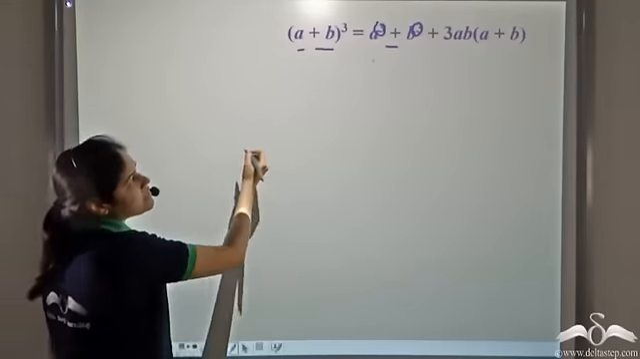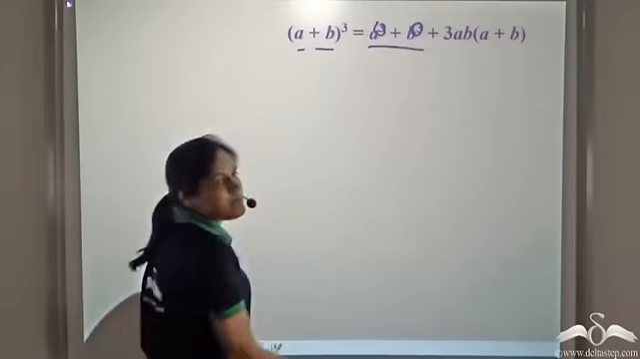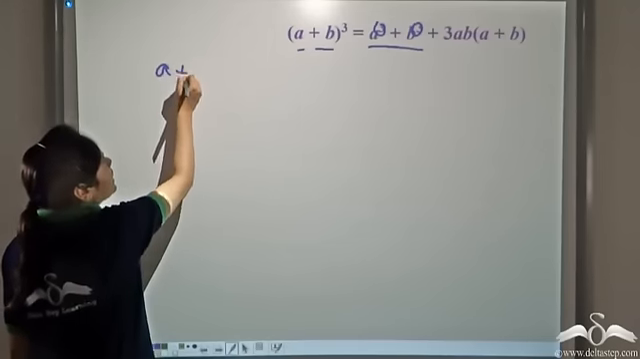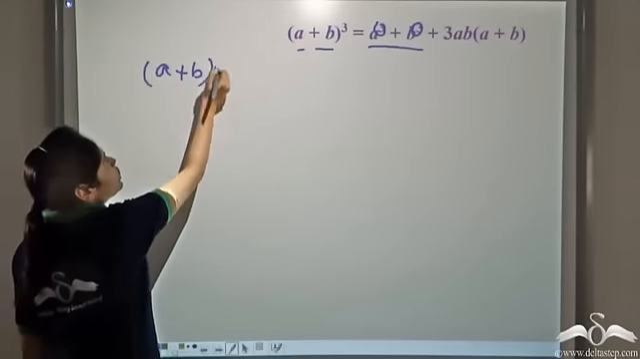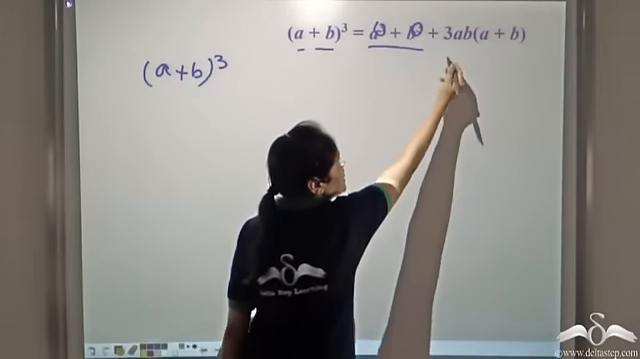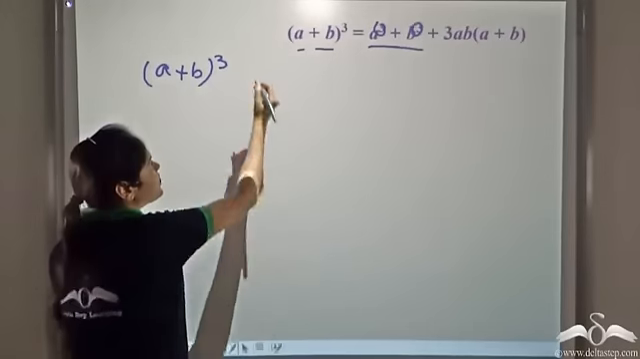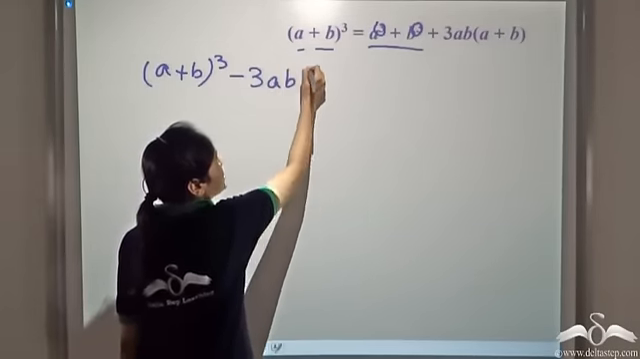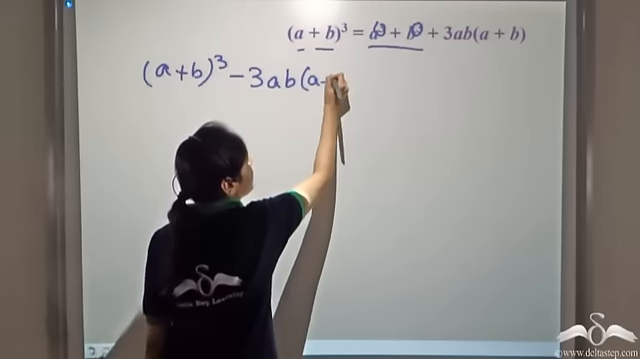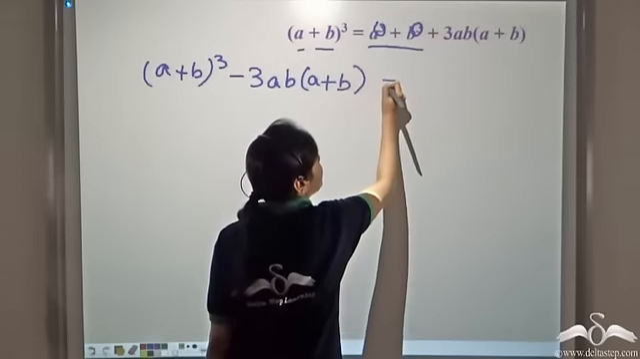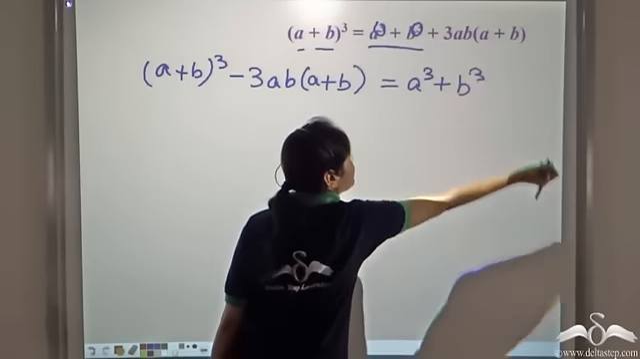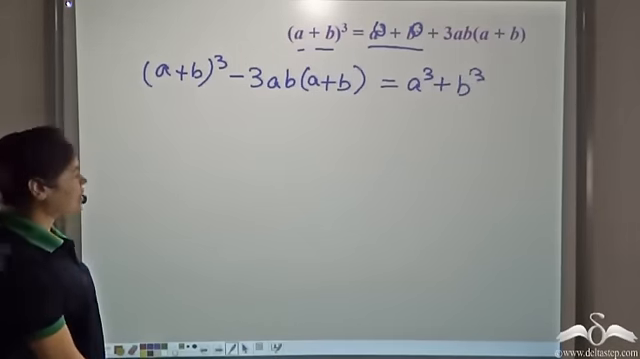For doing that, we have an a cube plus b cube here. So we can write this as a plus b whole cube. We take 3ab into a plus b on the left hand side, and we can write it as minus 3ab into a plus b is equal to a cube plus b cube. This is what we have.